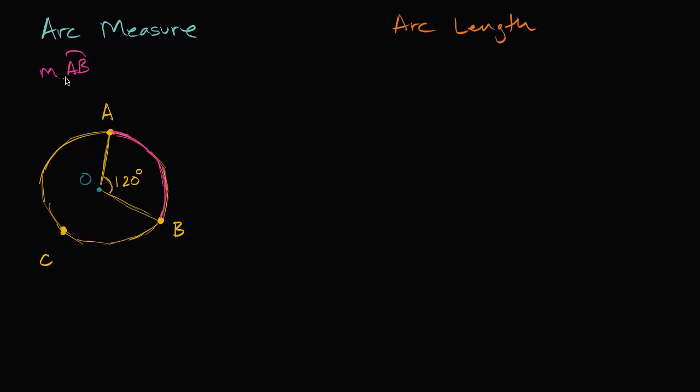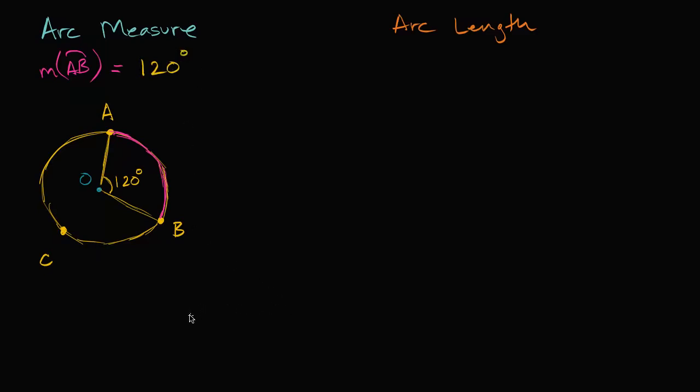So the measure of arc AB, and sometimes you'll see it with parentheses right over here, is the same thing as the measure of the central angle that intercepts that arc. Well, the central angle that intercepts that arc has a measure of 120 degrees. So this is just going to be 120 degrees.